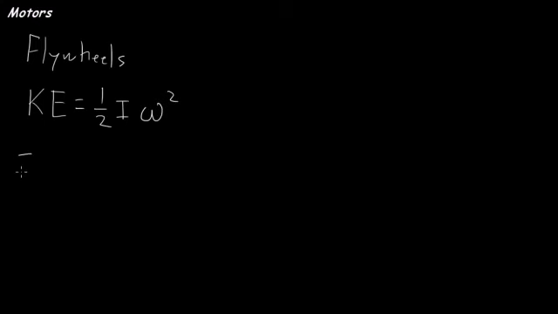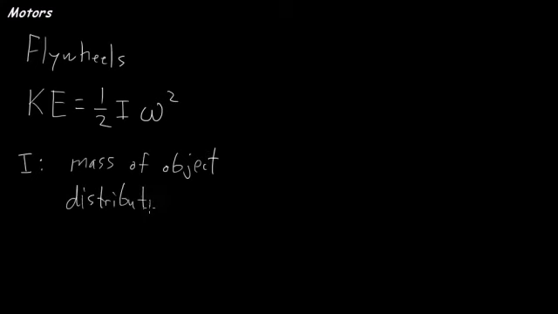So remember that I is dependent on two things. It depends on the mass of the object, and it depends on the distribution of that mass around the axis of rotation. So if two flywheels have the same mass, but that mass is distributed differently or they have different shapes, then they will have different moments of inertia. So it's not just the mass that counts, it's also the shape of the object, the distribution of the mass.